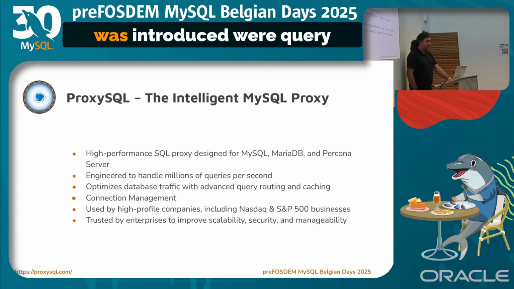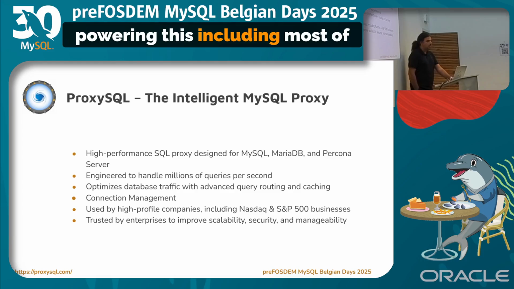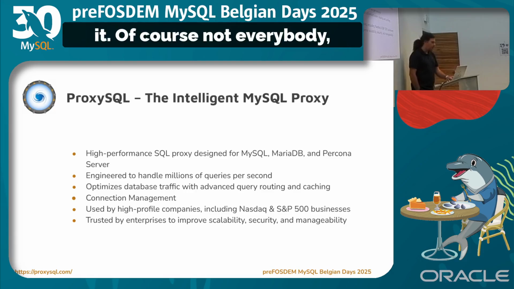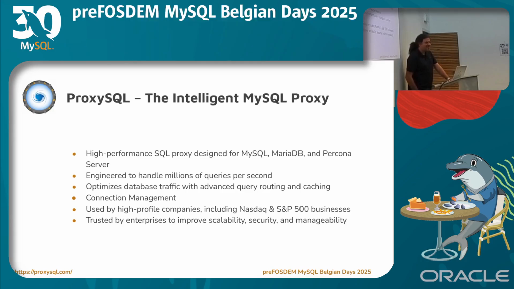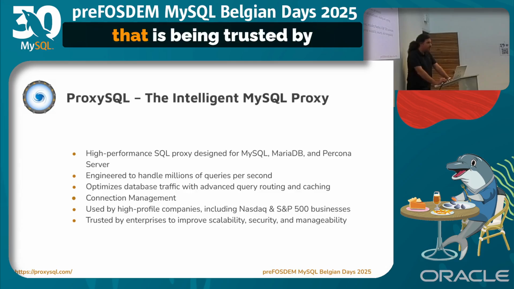One of the initial features that was introduced were query rewrite and query caching, but then it expanded to a lot more features like the ability of routing traffic, handling failover, and so on. It is used by a lot of enterprises, and I'm very proud of this, including most of the larger companies. Of course, not everybody, unfortunately not everybody. It is going to change. Yes, I'm very proud that it is trusted by those large companies.